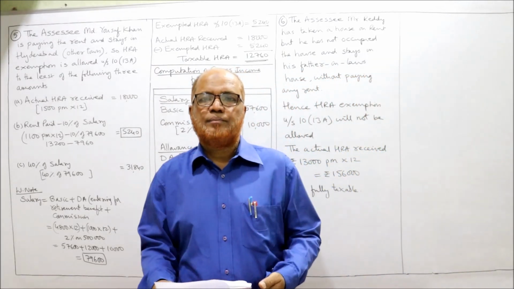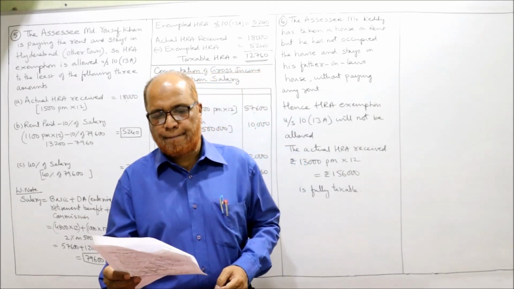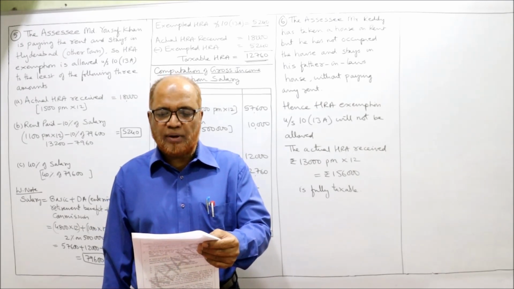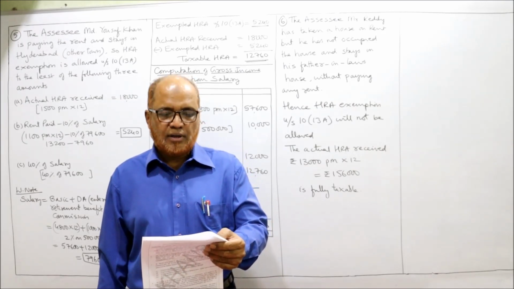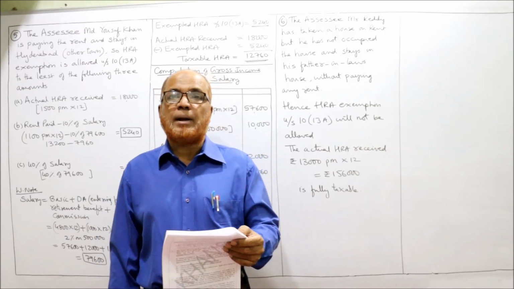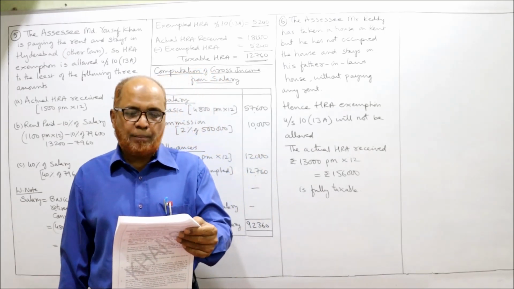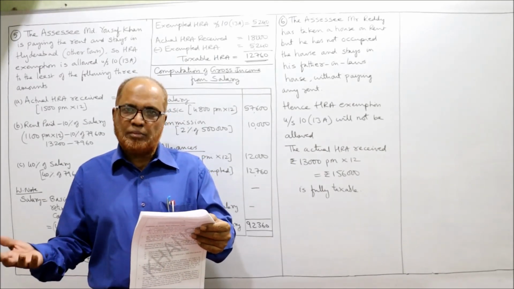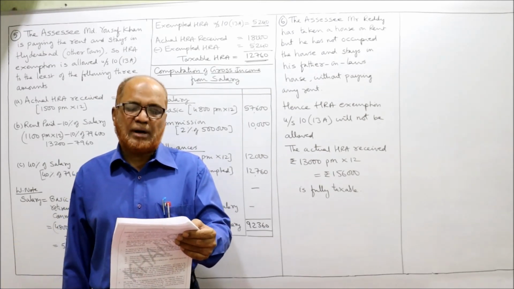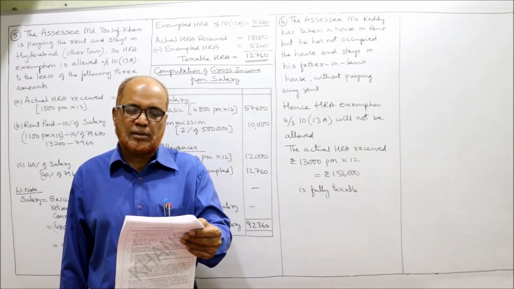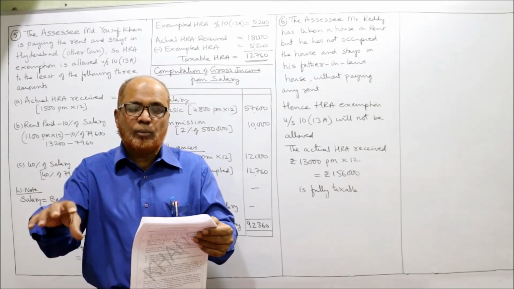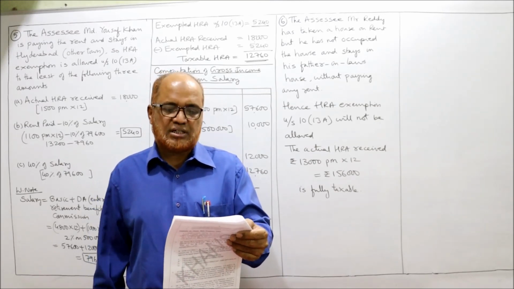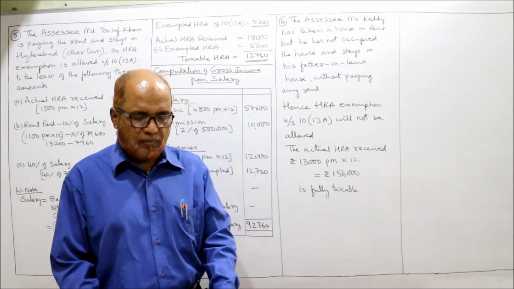Now, sixth one, the last and final problem on HRA. Mr. Reddy, working in Madras city, received the following emoluments during the financial year. Basic salary 65,000 per month. DA 21,000 per month. HRA 13,000 per month. He took accommodation. Accommodation means house, building. He took accommodation in Madras city on a monthly rent of 12,000, but not yet occupied the house and is staying in his father-in-law's house in the same street. Calculate the taxable portion of HRA.